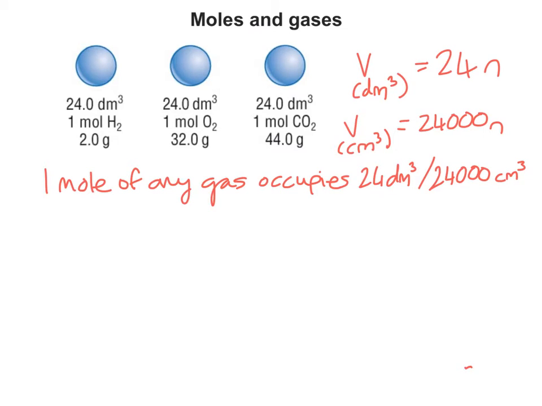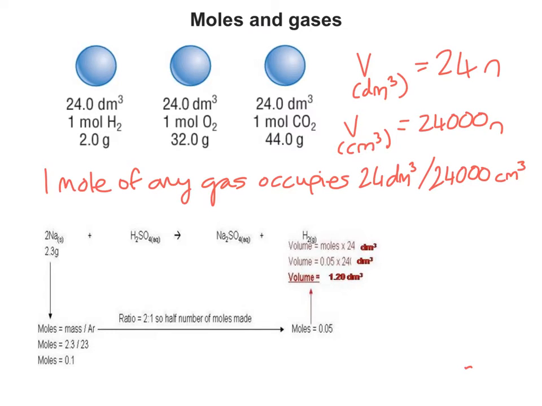And the reason for that is 1 mole of any gas, doesn't matter which, occupies 24 decimeters cubed or 24,000 centimeters cubed, as the diagram on the left-hand corner illustrates. The masses might be different, but the volumes they occupy are identical, according to the work done by Amedeo Avogadro.